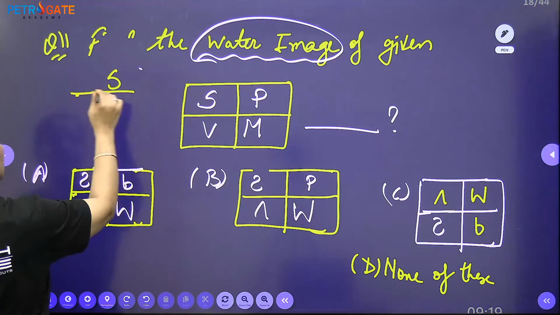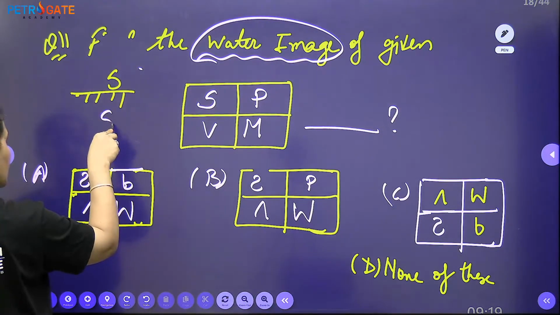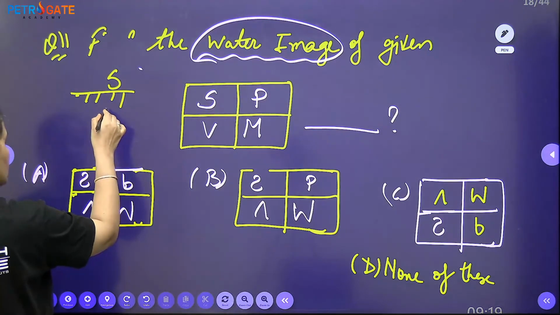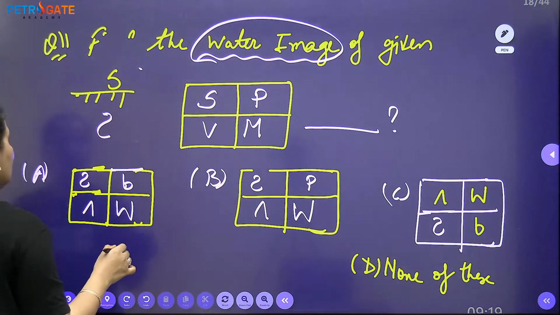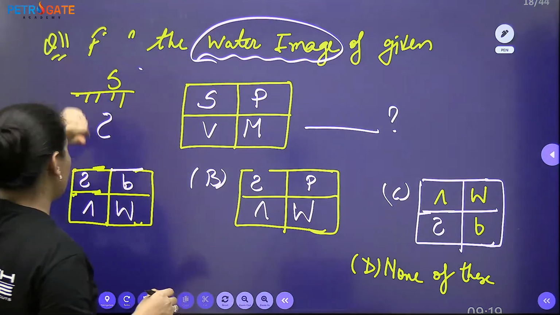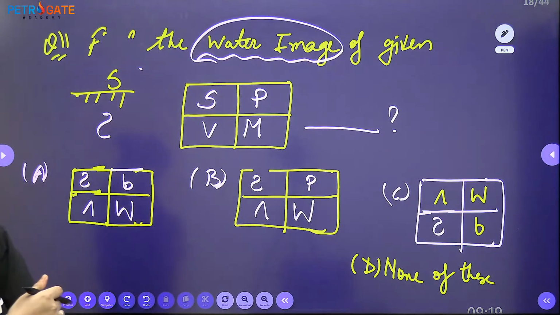So for this S, we need to go like this only. Yes, when I flip this one, it will be the same. When I flip this one, it means the upper will be lower and the lower will be upper. Okay, yes, let's go for it.